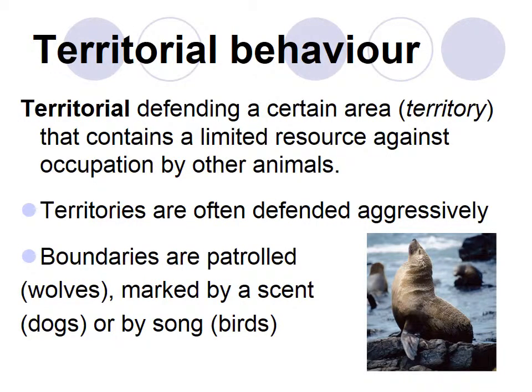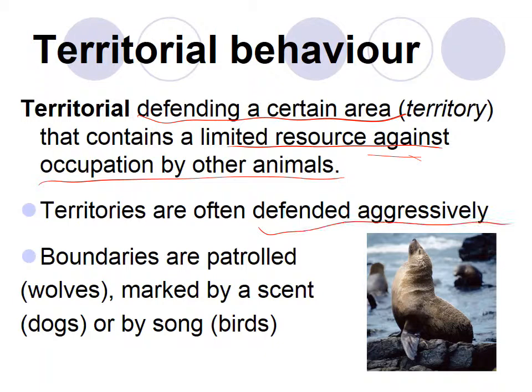Territorial behavior, this is defending the area that they consider to be theirs. It contains limited resources against the occupation by other animals. So these animals will tend to defend their area quite aggressively. They can become quite aggressive towards other animals that come into their area, their territory. And then here we're looking for things like, for wolves, they send some of them to walk around their boundary. Dogs mark theirs with a scent, and birds sing songs to say, this is my area, stay out of my area.